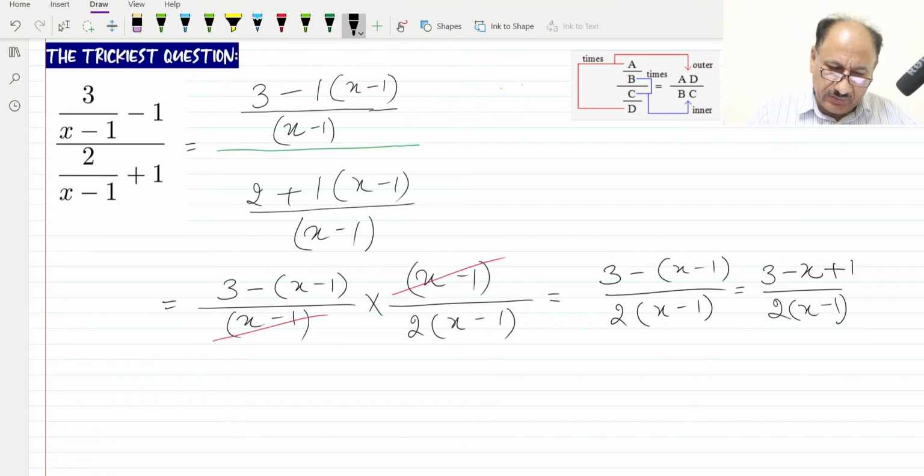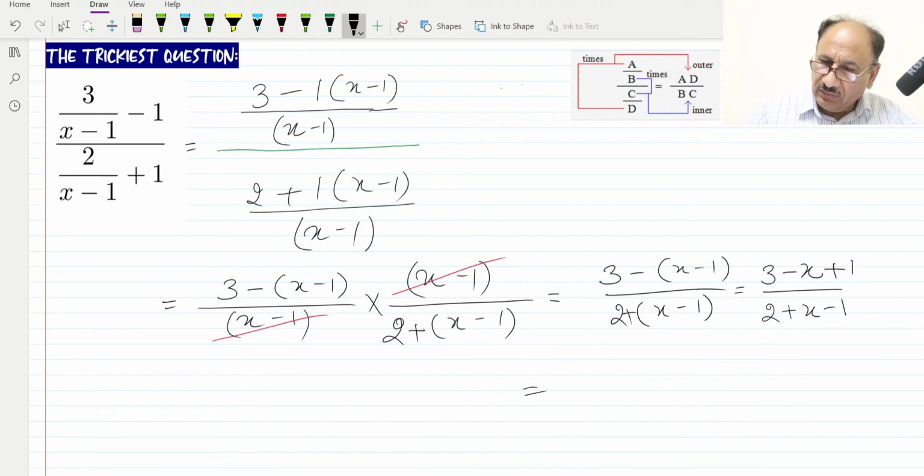Basically we missed this 2. There should be 2 plus x minus 1, so this should be 2 plus x minus 1. We missed the plus over here, so that's why we are getting this. So we can open this, we will get 2 plus x minus 1.